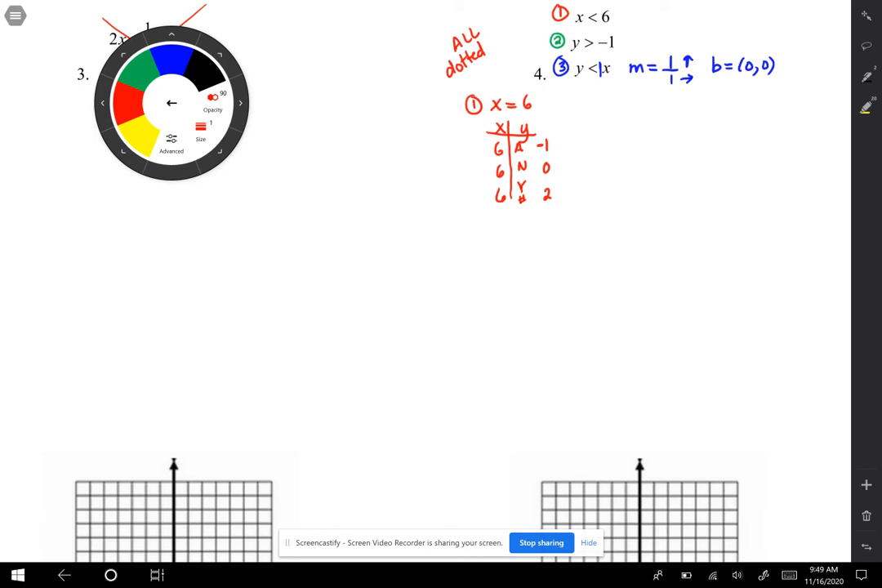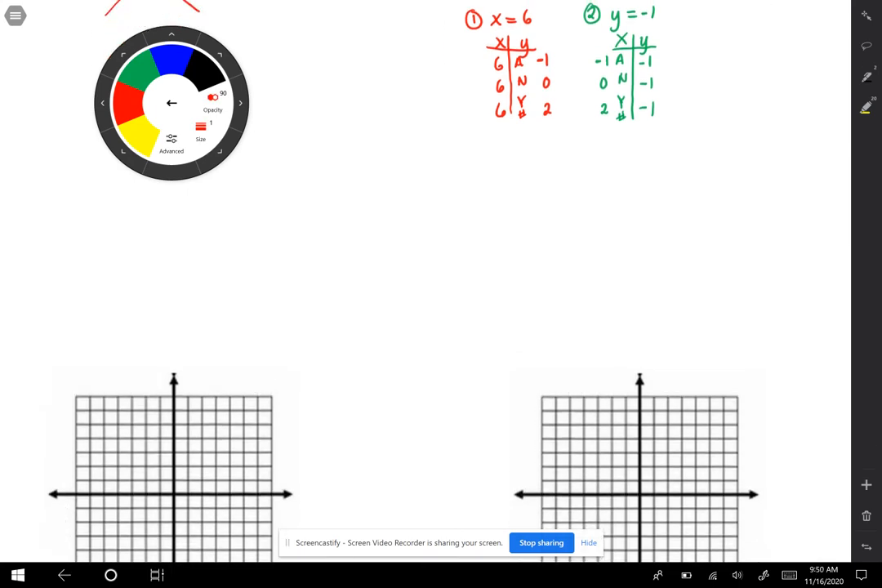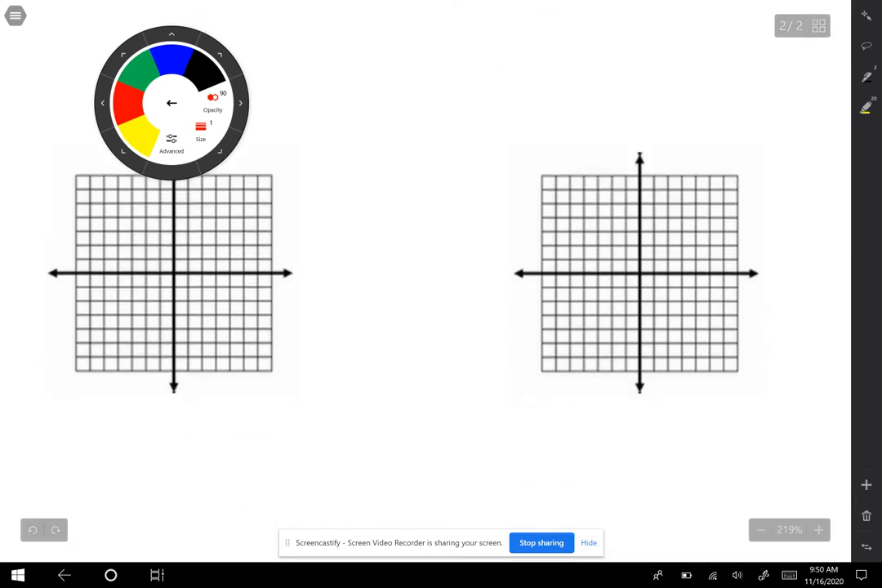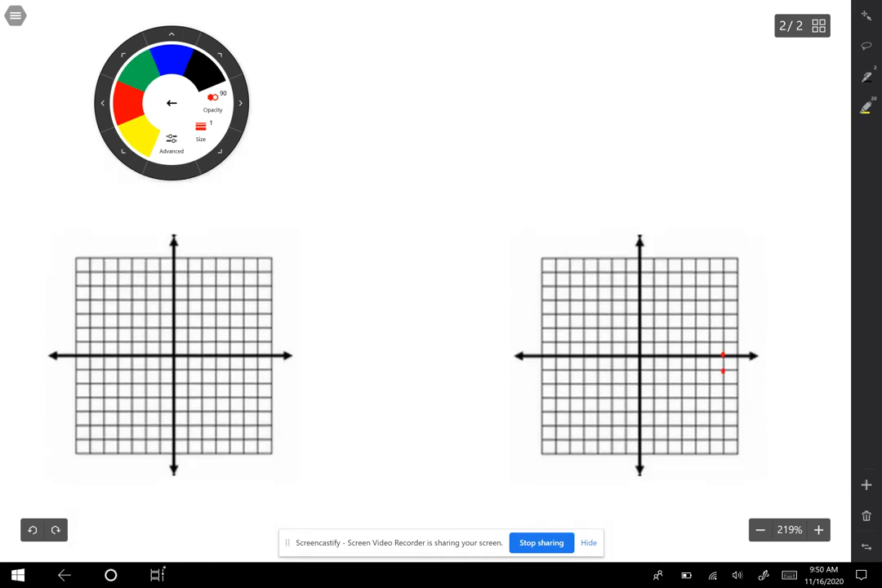And let's do the same thing for inequality number 2. So temporarily change that to y equals -1. This time y is -1 because it tells you y equals -1, and x can be any number you want it to be. So let's just pick -1, 0, and 2. And we are ready to graph. So we'll start with inequality number 1, and we're going to plot those ordered pairs that are in the table. So 6, -1, 6, 0, and the last one was 6, 2.